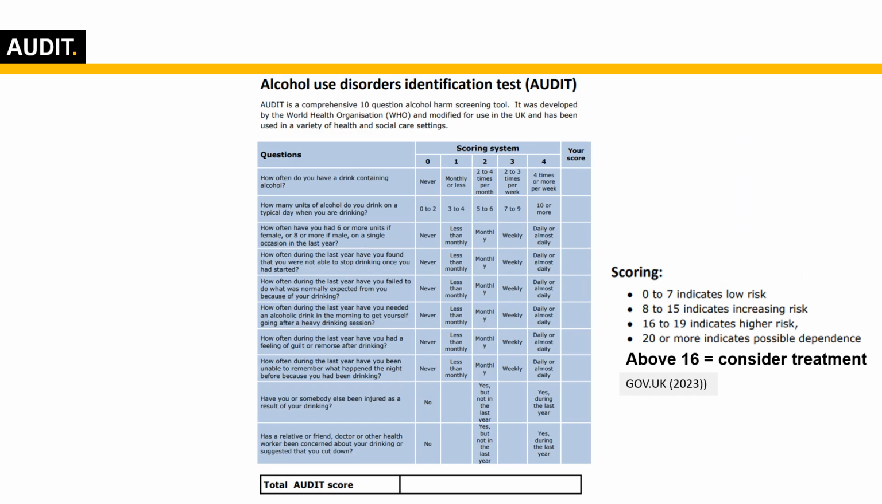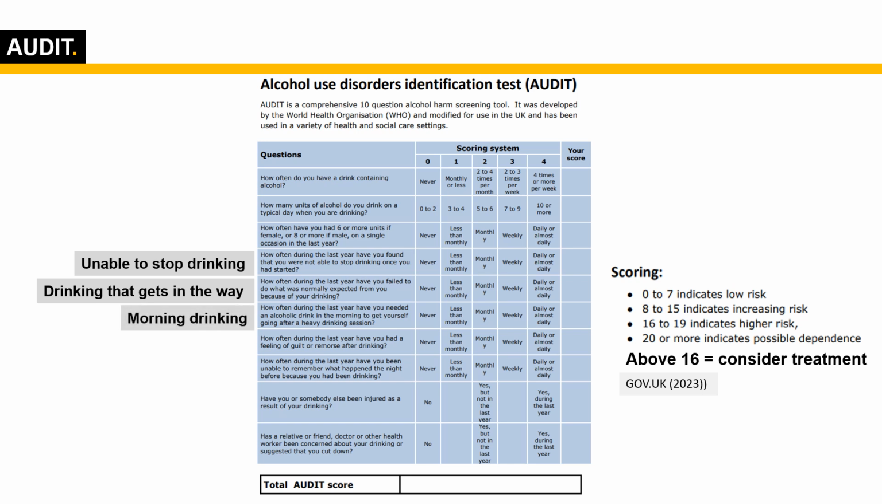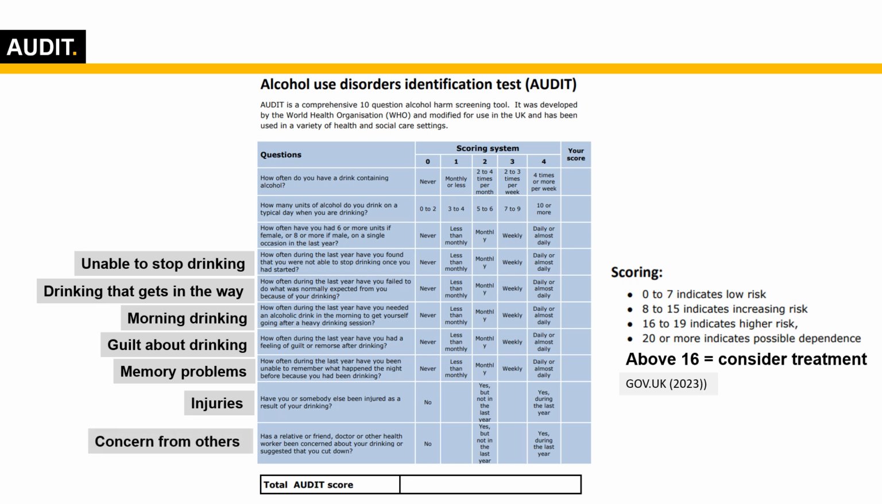In which case you would do the full screening tool here, which is 10 questions long. So this adds questions about whether you're unable to stop drinking, if you drink in a way that gets in the way of your life, if you drink in the morning, if you're guilty, if you have memory problems, if you or anyone else is injured by your drinking, or if other people are worried about your drinking.